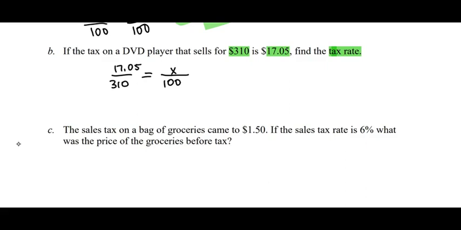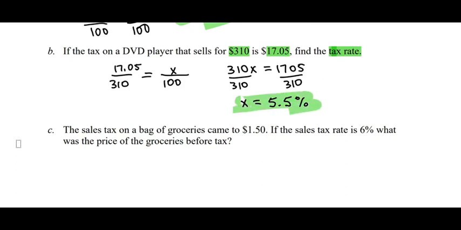Okay, so I have 310x equals 1,705, and I'm going to divide that by 310. All right. So 1705 divided by 310, I'll have 5.5%. Okay, so we were looking for the tax rate. We got 5.5%.